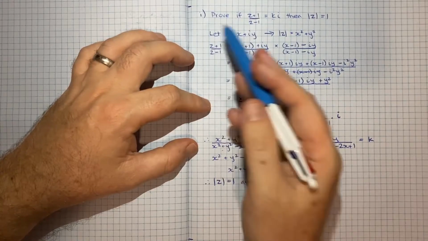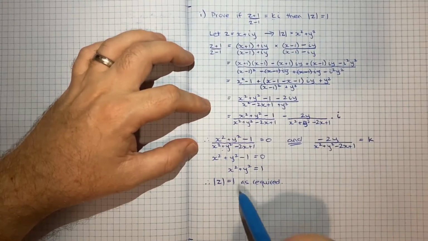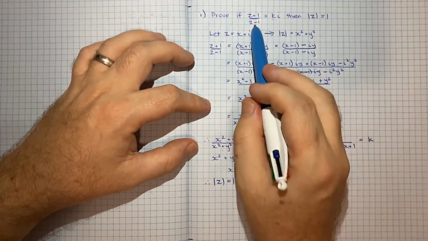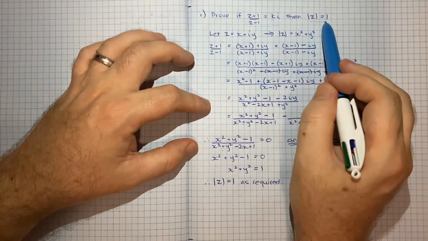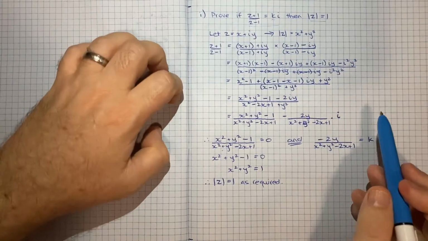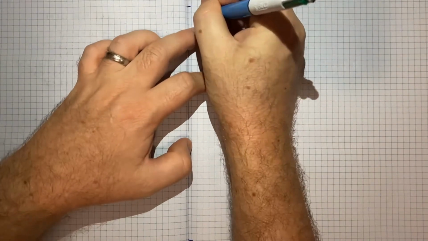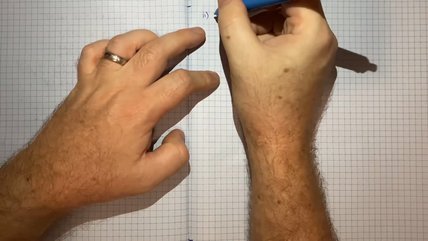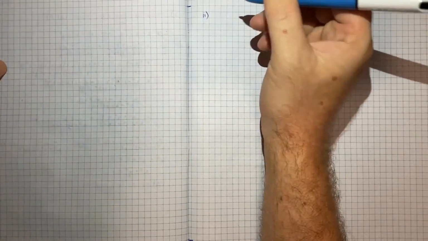So that's basically where we get to for part 1. That's how we can show that if this condition is true, then we have a modulus of 1 for our complex number. Part 2, I'll just turn over for part 2. It asks us to comment on restrictions of the locus of z.